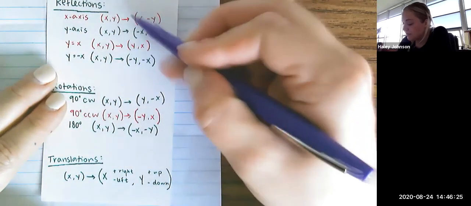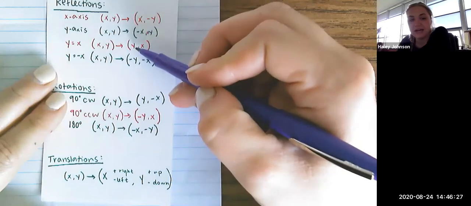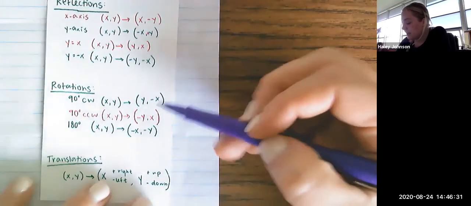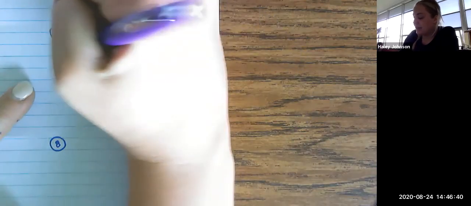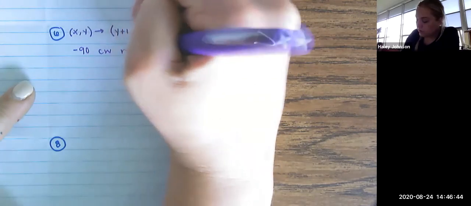Nope, it's none of the reflections because the only one with a positive y in front has a positive x on the end as well. Okay, let's look down here. There it is. Positive y in front, negative x on the end. That would be a 90-degree clockwise rotation. So I'm going to write down 90 degrees clockwise rotation. Remember, we can use CW for clockwise.